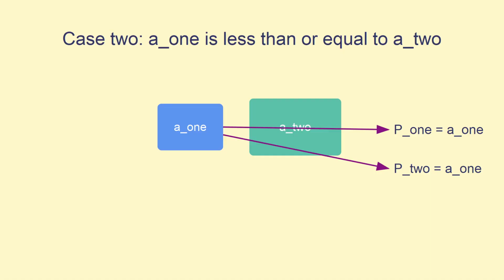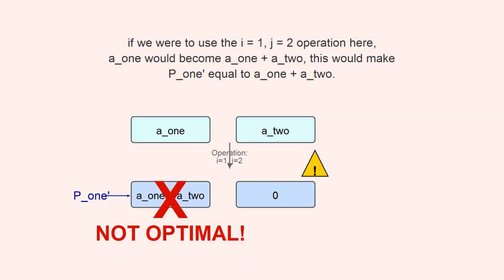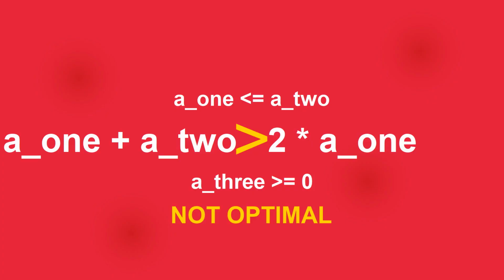Now, consider the case where a1 is less than or equal to a2. Initially, P1 equals min of a1, which is a1. And P2 equals min of a1 comma a2. Since a1 is less than or equal to a2, P2 equals a1. If we were to use the i equals 1, j equals 2 operation here, a1 would become a1 plus a2. This would make the new P1 equal to a1 plus a2. Since a1 is less than or equal to a2, a1 plus a2 is greater than or equal to 2 times a1. This would increase the value of our first prefix minimum unnecessarily, which is not optimal.